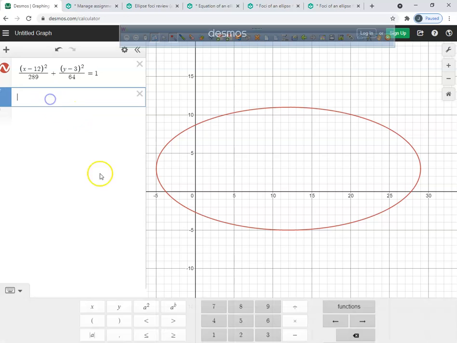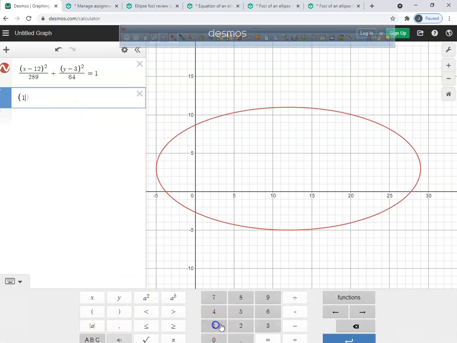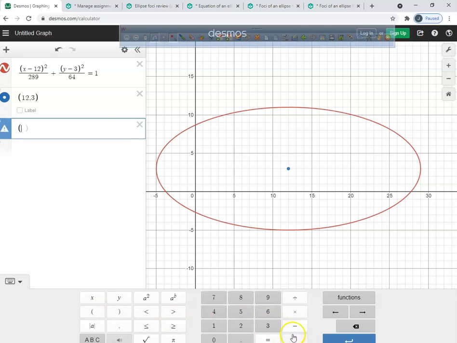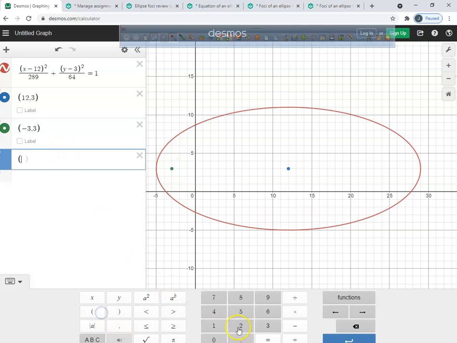Remember, where did I say the center was at? I said the center was at 12 and 3. So there's the center. What did we say focus 1 was at? -3, 3. There's focus 1. There's focus 2. Can you guys see how that makes sense? It's going horizontally, not vertically. So the y values stayed the same and the x values went plus or minus the 15.